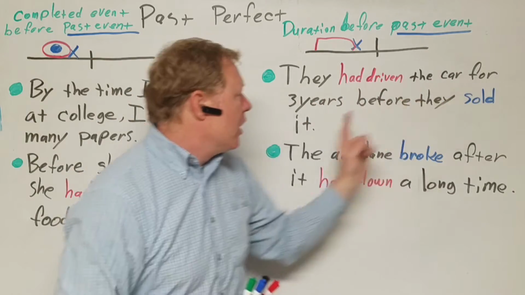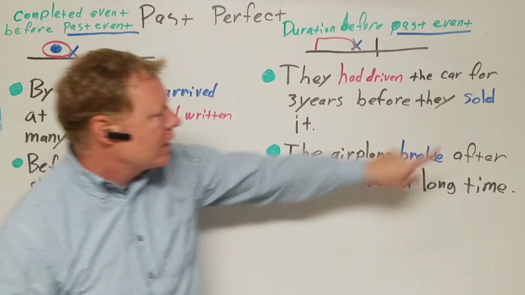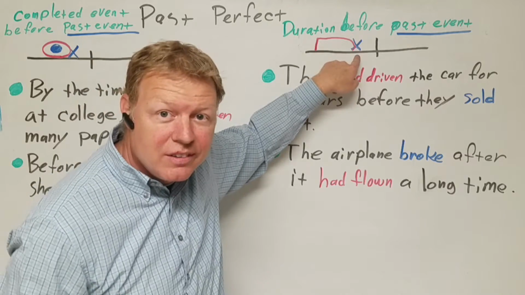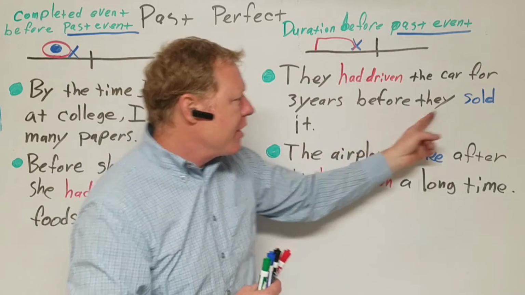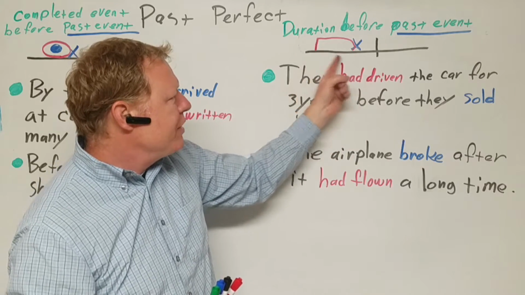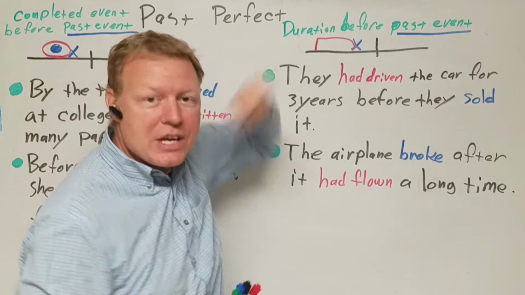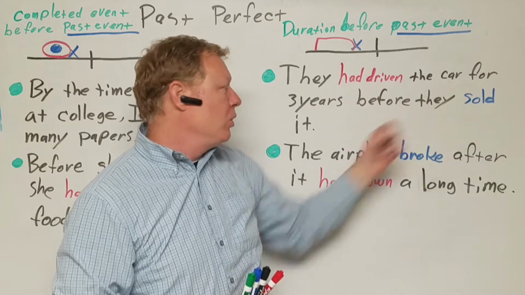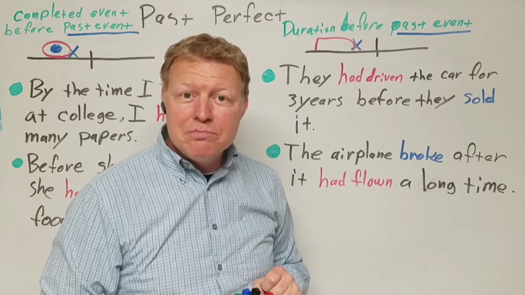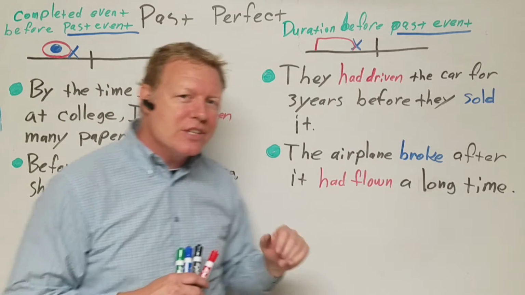They had driven the car for 3 years before they sold it. So let's look. They sold it here, but before they sold it, they had driven the car for 3 years. So this duration is 3 years. And then whenever they sold it, maybe 5 minutes ago, maybe 10 years ago, but they sold it.